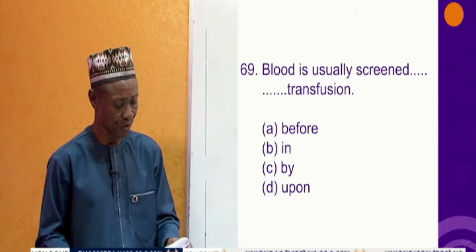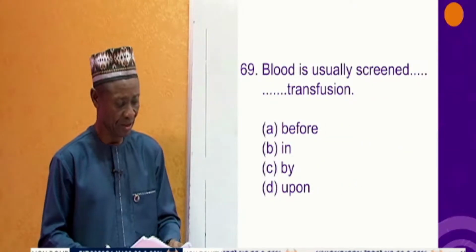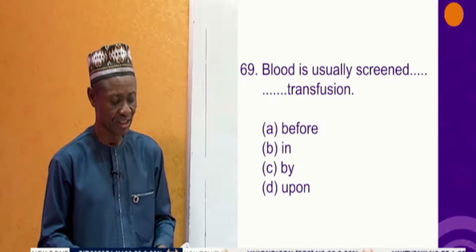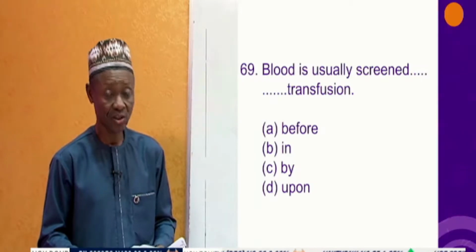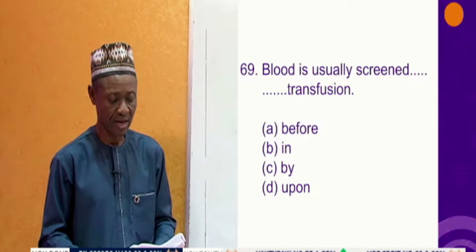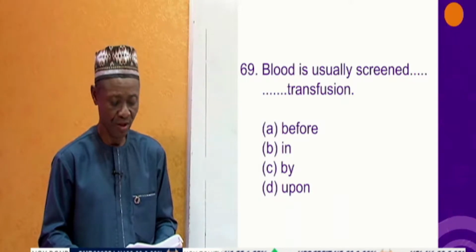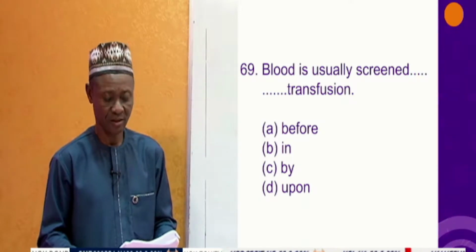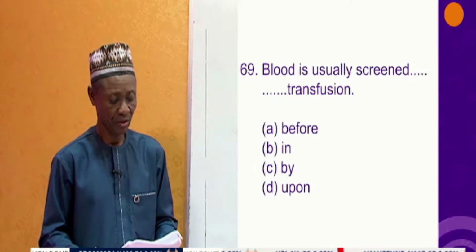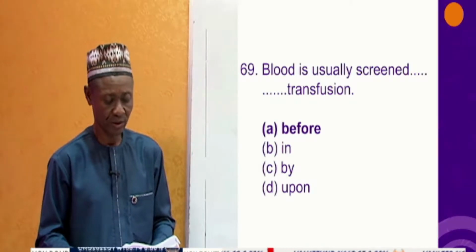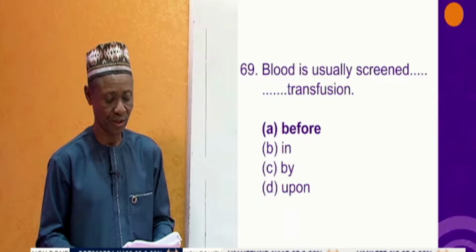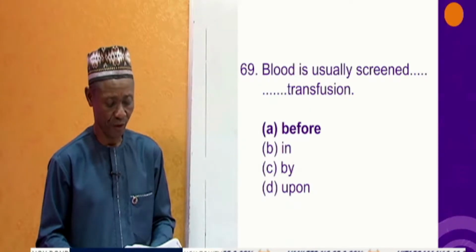Now, finally, we come to question number 69. Blood is usually screened dash transfusion. The options are A, before, B, in, C, by, D, upon. The option that is the correct answer is option A, which is before.